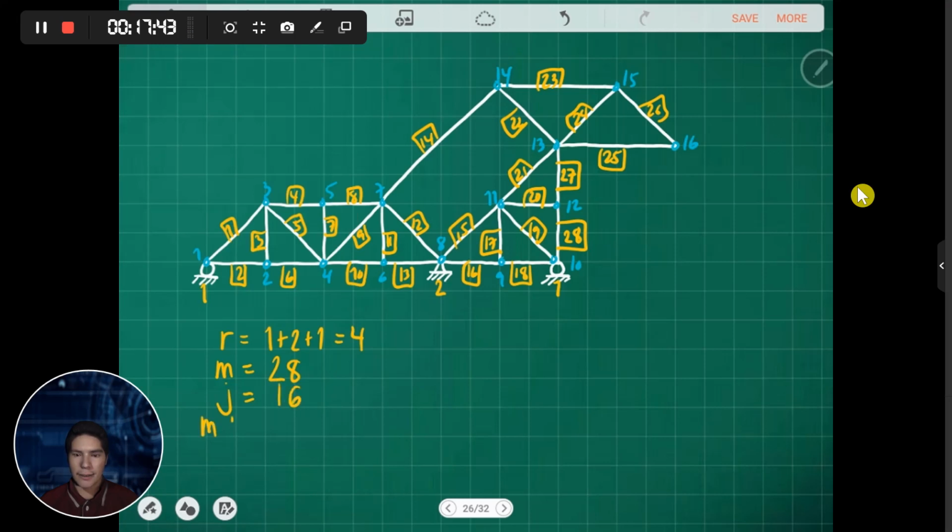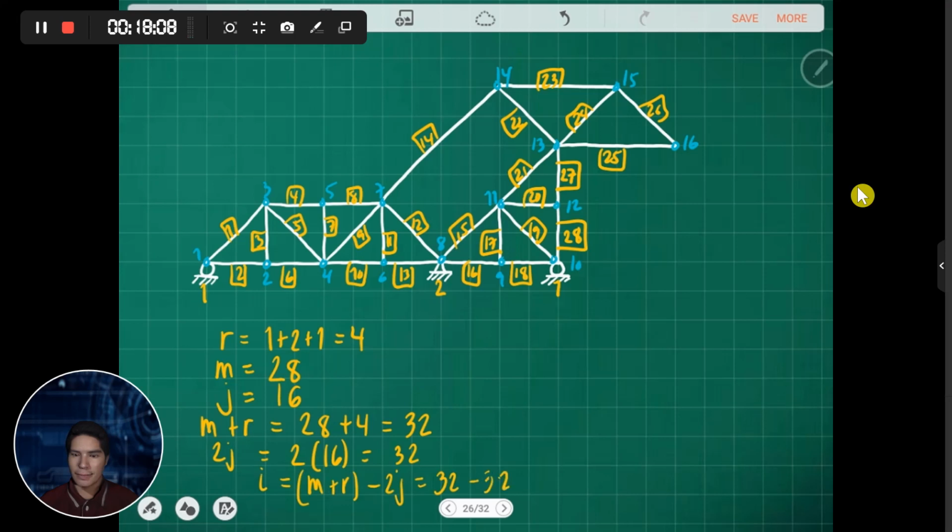So m plus r. We have 28 plus 4, so that is 32. And 2 times joints, we have 2 times 16, so we have 32. So the degree of indeterminacy is m plus r minus 2 joints. So we have 32 minus 32, so we get the value of 0. So 0 degree. So that is determinate.